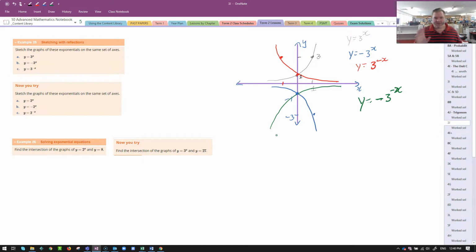These reflections are going to be very important as we move on in maths. Transforming graphs is a big part of what we do. Hopefully that will help you out a little bit.